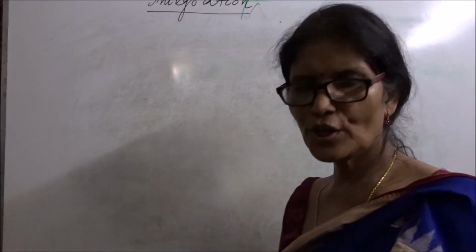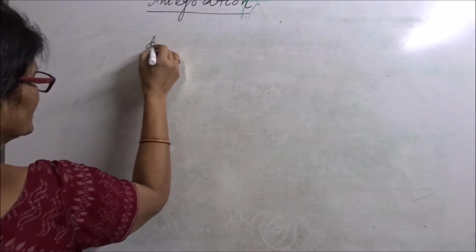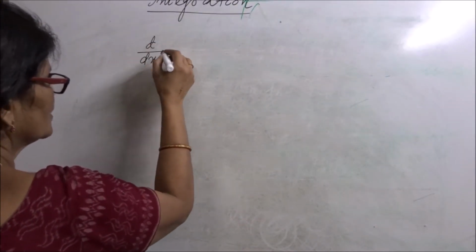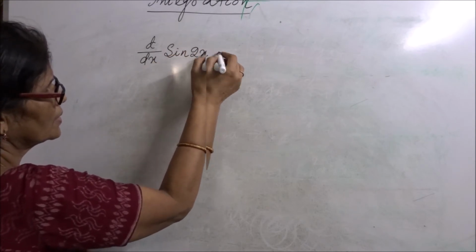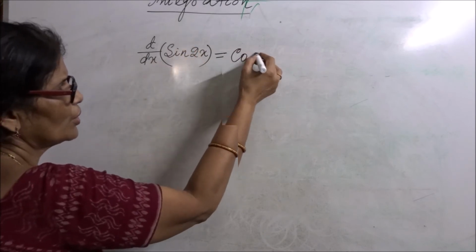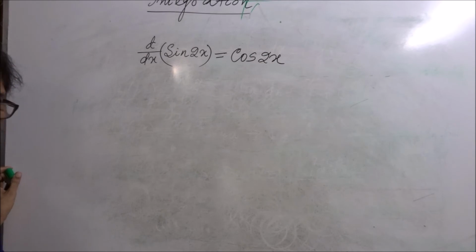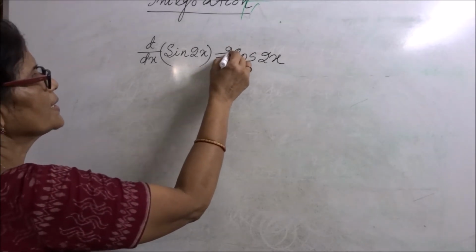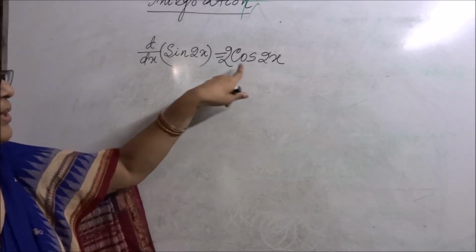So let us go for some more trigonometric functions. The derivative d/dx of sin 2x is equal to cos 2x. Is it only cos 2x? No, it is twice cos 2x, because you have to apply the chain rule. It will be again the derivative of this.